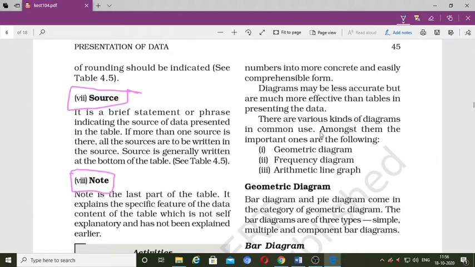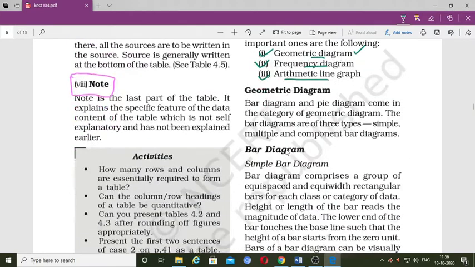There are various kinds of diagrams in common use. First is geometric diagram, second is frequency diagram, and the third is arithmetic line diagram. Let us see these one by one. First is geometric diagram. In geometric diagram, there are two types of diagrams: bar diagrams and pie diagrams. These two types of diagrams come in the category of geometric diagram.